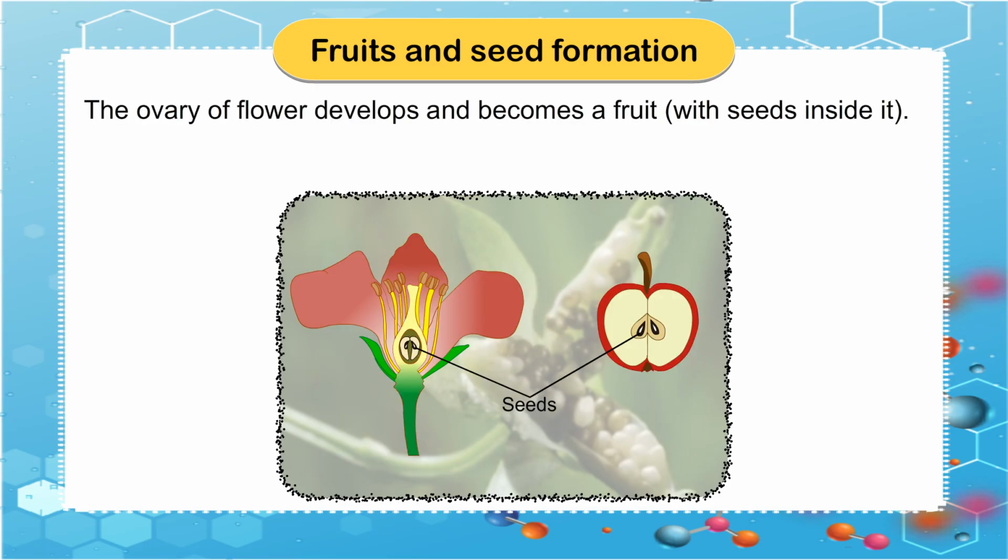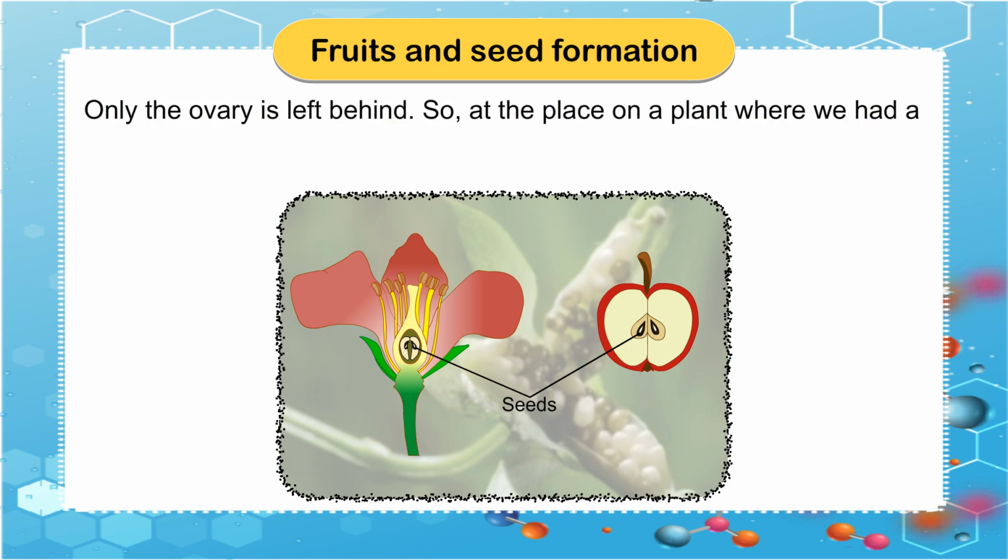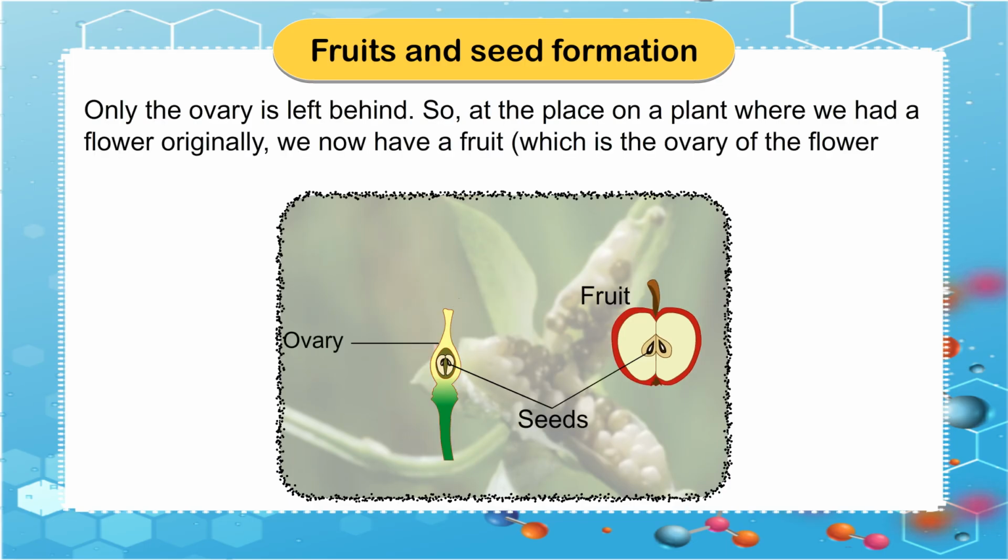The ovary of the flower develops and becomes a fruit with seeds inside it. The other parts of a flower, such as sepals, petals, stamens, stigma and style, dry up and fall off. Only the ovary is left behind. So, at the place on a plant where we had a flower originally, we now have a fruit, which is the ovary of the flower containing seeds. A fruit protects the seeds.